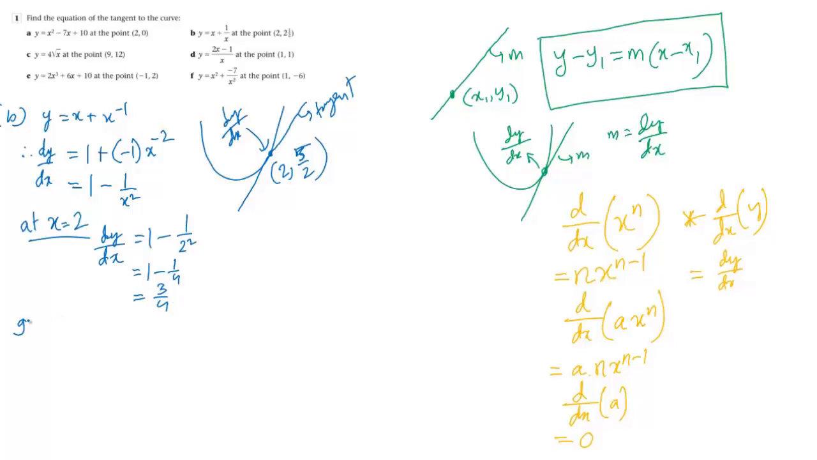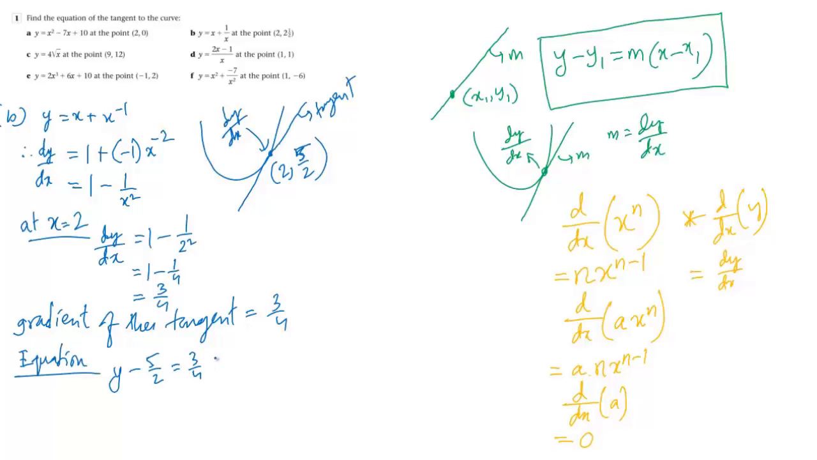Now the gradient of the tangent is the same as the gradient of the curve. So gradient of tangent equals 3 by 4. So let's find the equation of the line. Equation of the tangent line, we have y minus y1, which is 5 by 2, the y coordinate. Then the gradient 3 by 4. Then we have x minus x1, which is 2. Let's cross multiply and remove the fraction. So 4 into y minus 5 by 2 equals 3 into x minus 2.